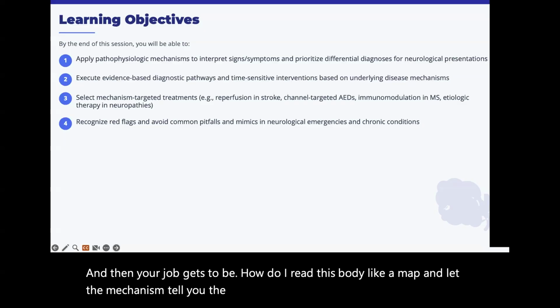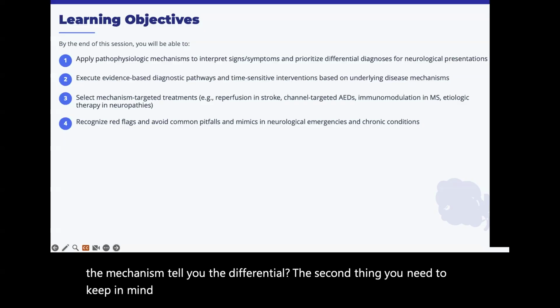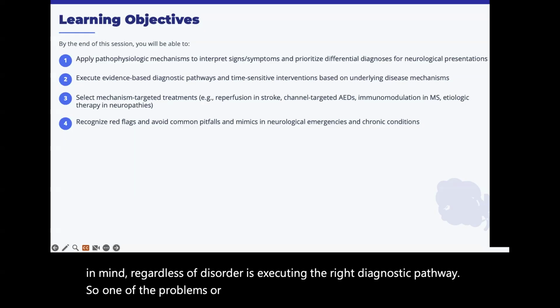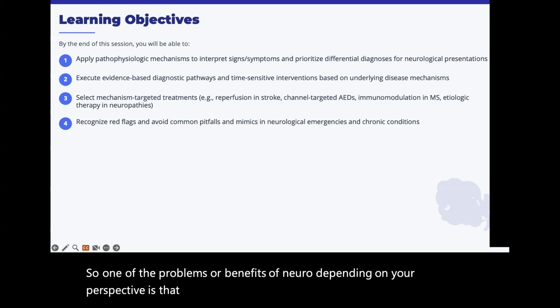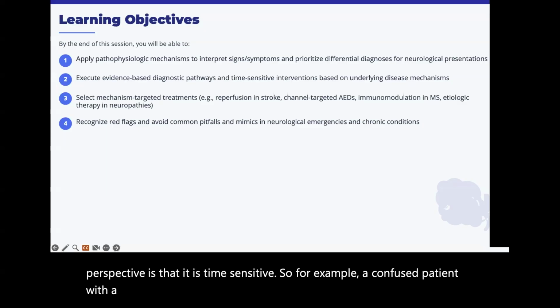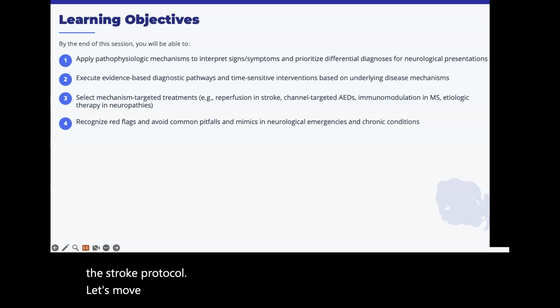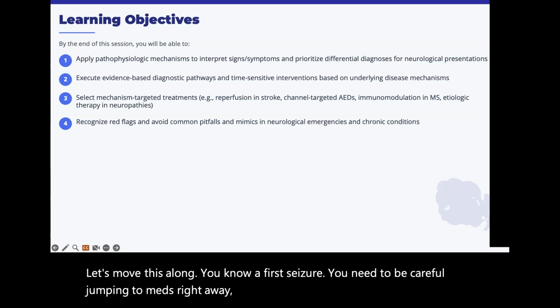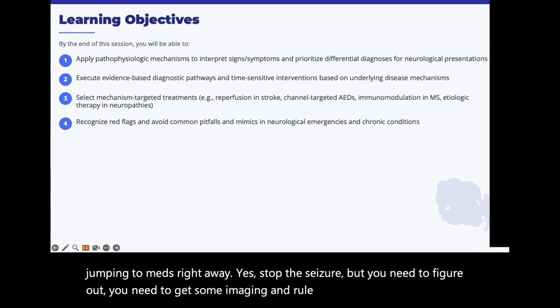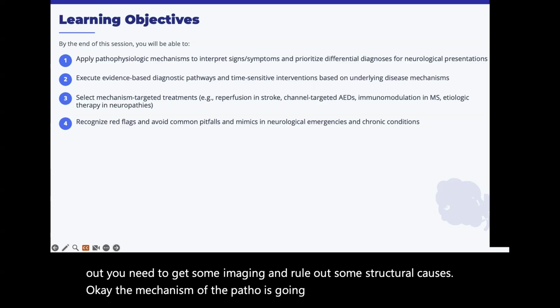The second thing you need to keep in mind, regardless of disorder, is executing the right diagnostic pathway. One of the problems or benefits of neuro, depending on your perspective, is that it is time sensitive. For example, a confused patient with a focal deficit, you don't take a wait and see approach. That's activate the stroke protocol and let's move this along. With a first seizure, you need to be careful jumping to meds right away. Yes, stop the seizure, but you need to get some imaging and rule out some structural causes. The mechanism of the patho is going to determine the test.